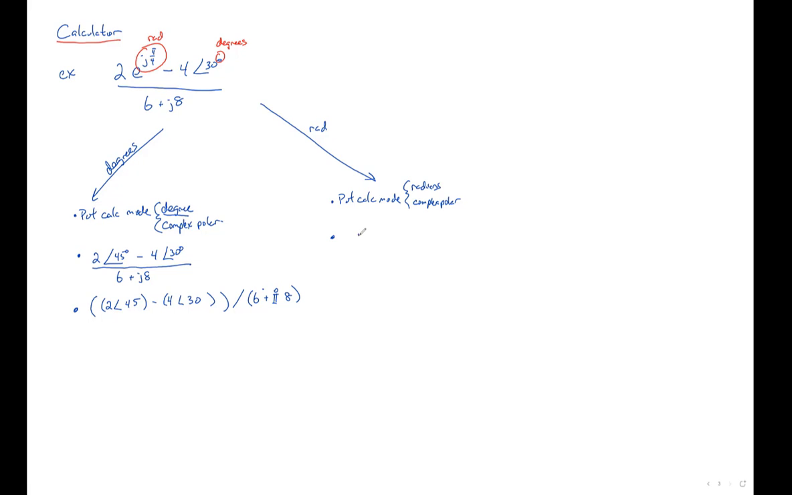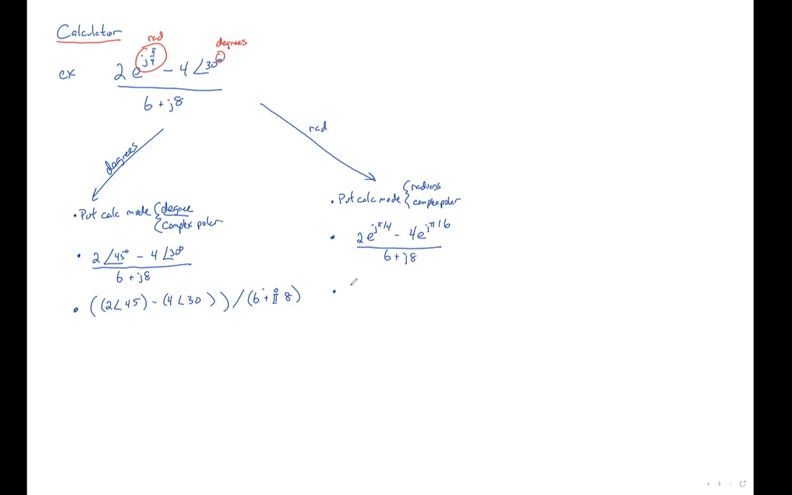So in radians, this would be 2 e to the j pi over 4. That's the same. Minus 4 e to the j, let's see, 30 degrees would be pi over 6. And all that over 6 plus j8.